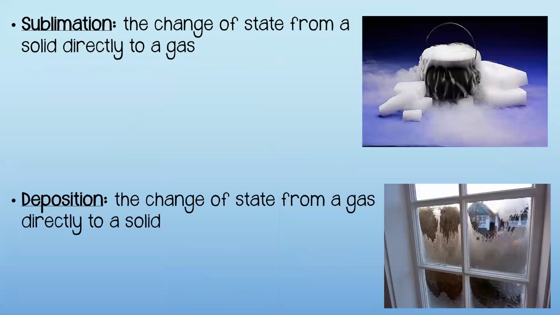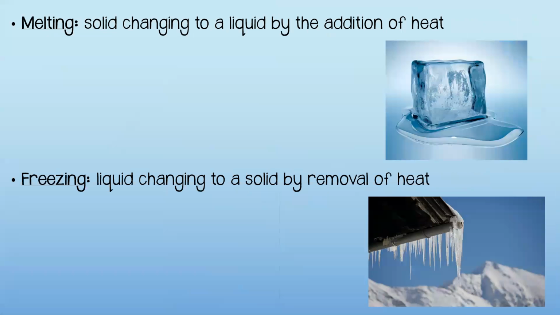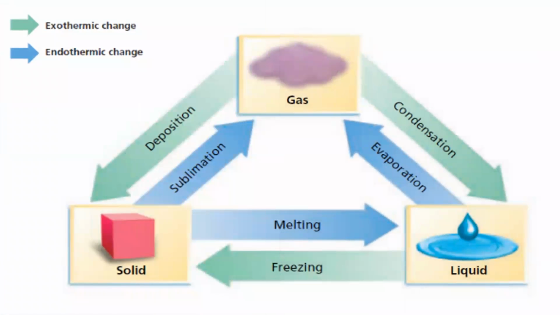So real quick, just going back to this diagram. We said exothermic is when heat is being given off by the system. Think about this, it makes sense. A gas to a solid, deposition. Gaseous particles are very spread apart. Solid particles are very tight. You have to give off heat energy to have the particles stop moving as fast, to slow down, to get into that solid state. Same thing with condensation.